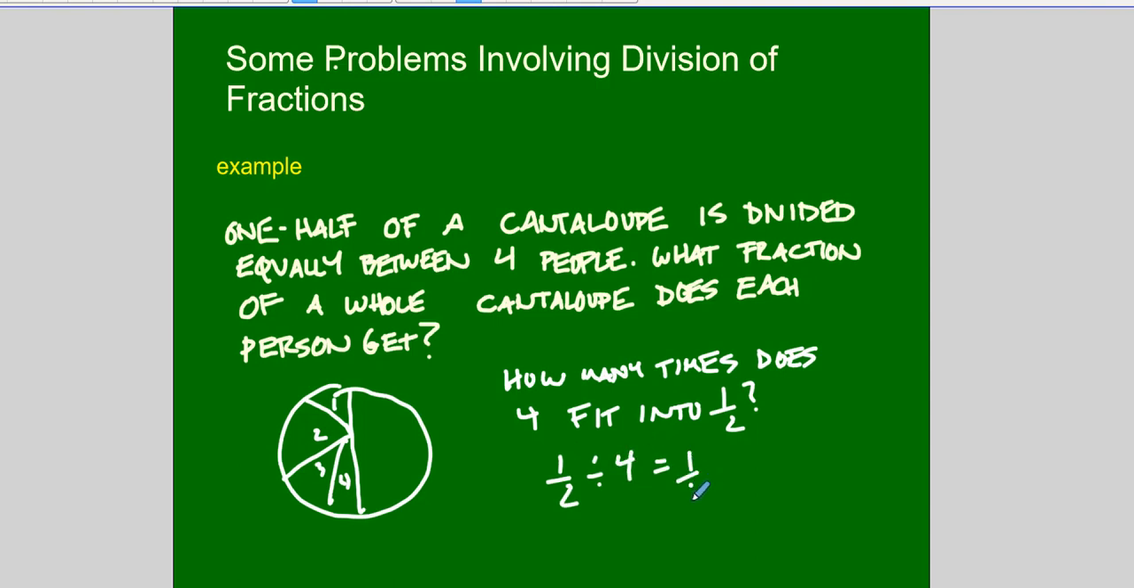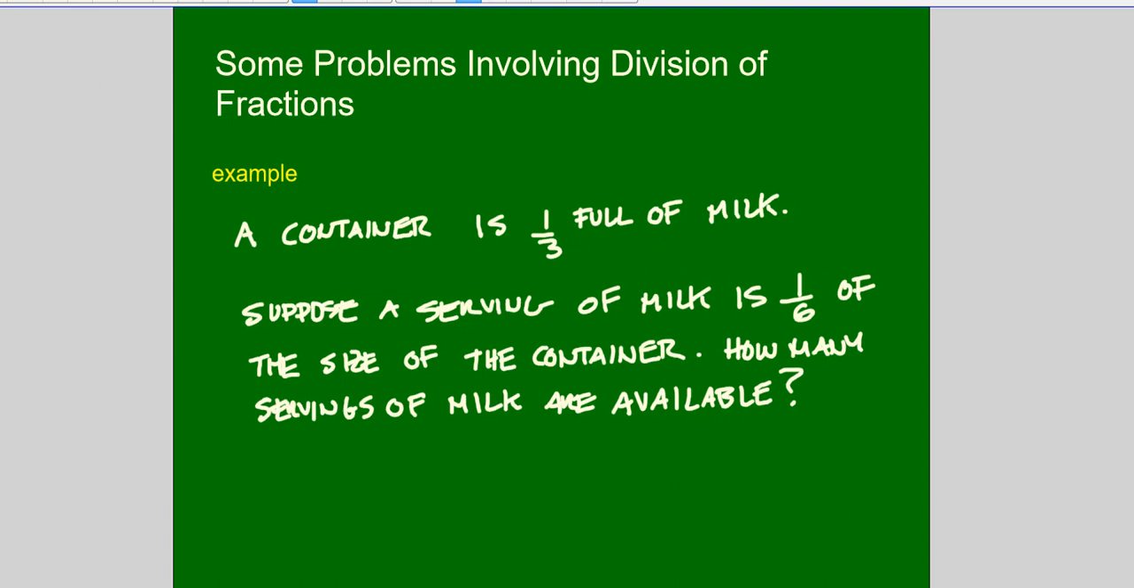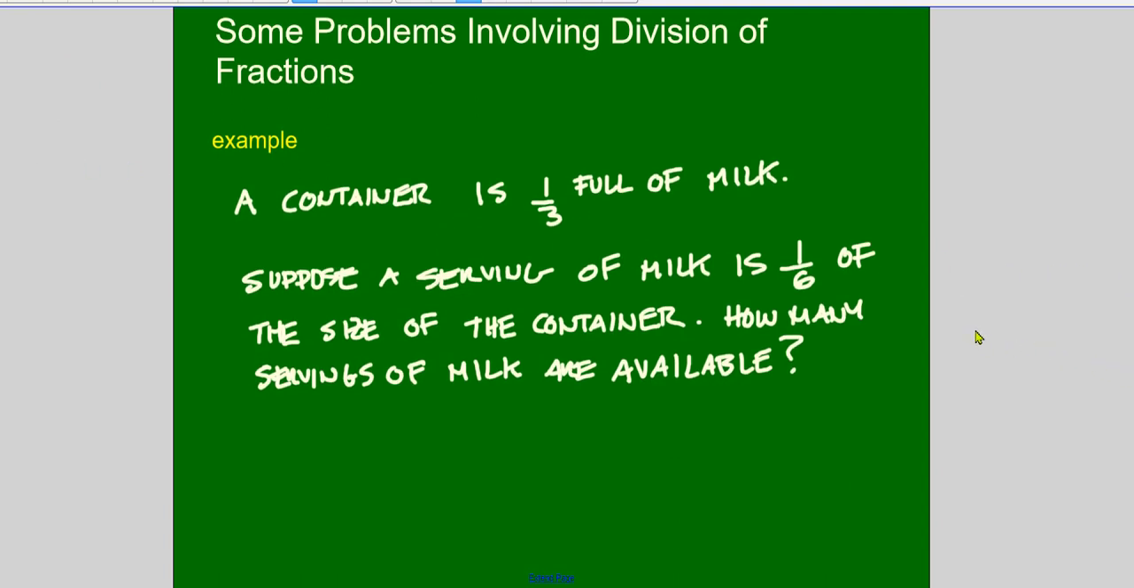So using the algorithm, that's 1/2 times, change division to multiplication, and change 4. 4 is 4 over 1. Remember, 4 can be written as 4 over 1. So the reciprocal of 4 is 1/4. So this gives me 1/8. So 1/8 of the total cantaloupe goes to each person. You can kind of see that because this is 4 here and there's going to be 4 more pieces over here.